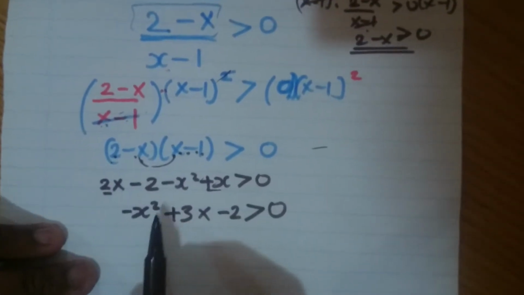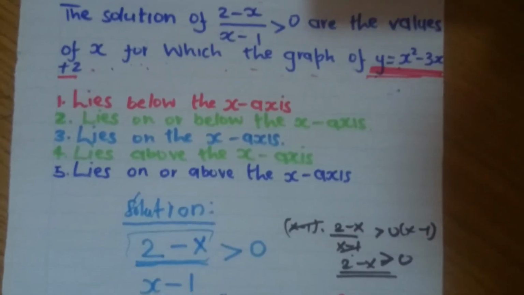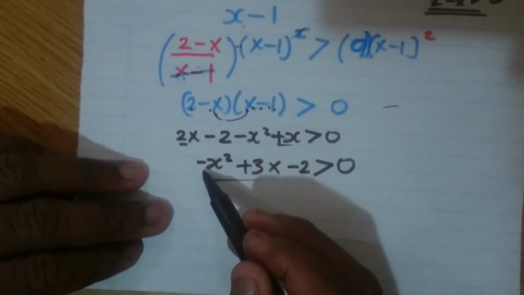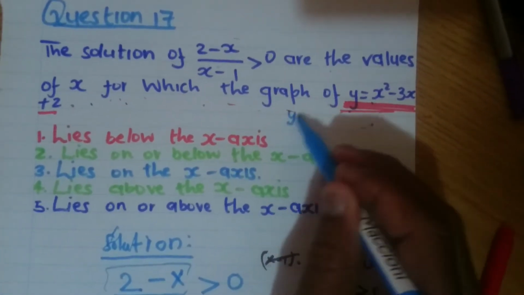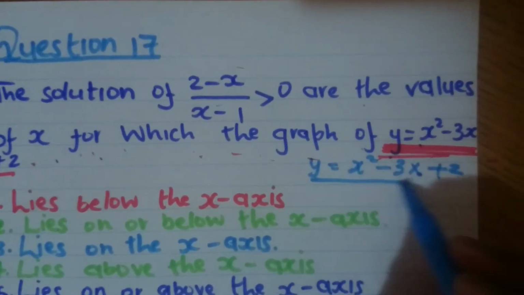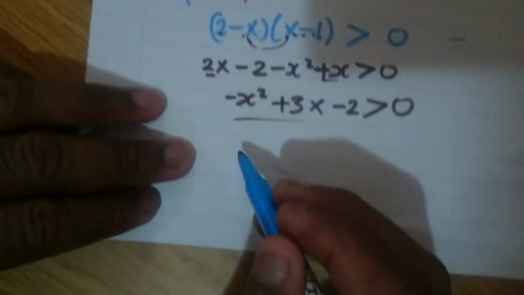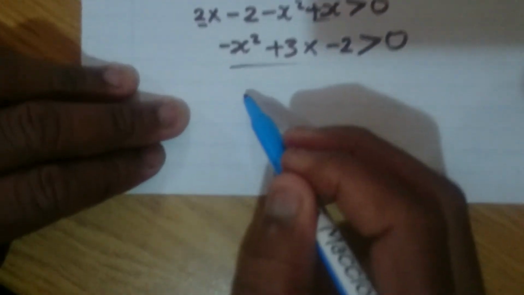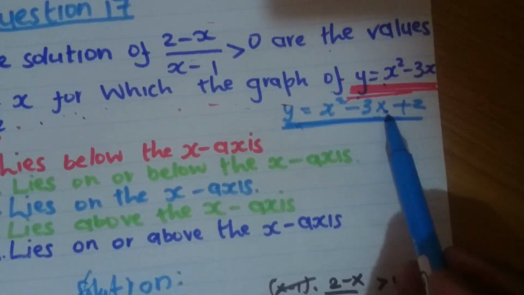Now look here, they say y equal to x squared minus 3x plus 2. So it's almost the same, but I don't need the negative here. You know what I'm saying? Because given here is y equal to x squared minus 3x plus 2. So if I come back to what I solved, I have to divide by negative throughout, because I want it to be the same as this, y equal to x squared minus 3x plus 2.